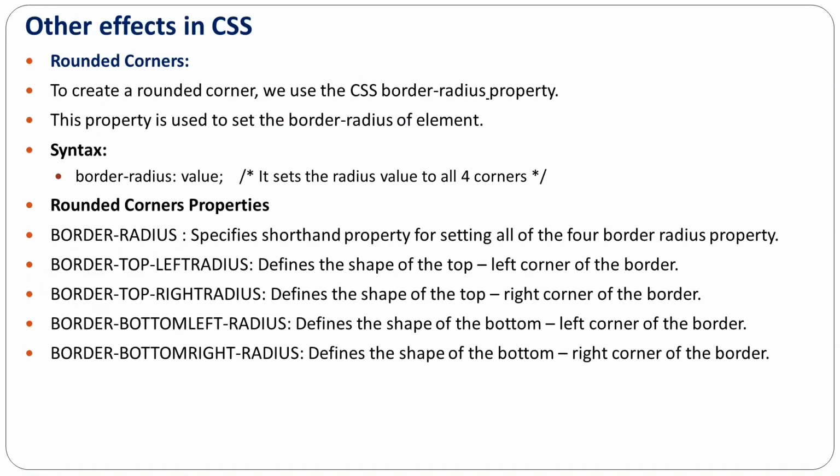Next point is rounded corners. To create a rounded corner, we use the CSS border-radius property. This property is used to set the border radius of an element. The syntax to set the border radius is simple. We write the property border-radius and then specify the value. We can set the radius value for all four corners: border-top-left-radius, border-top-right-radius, border-bottom-left-radius, border-bottom-right-radius.